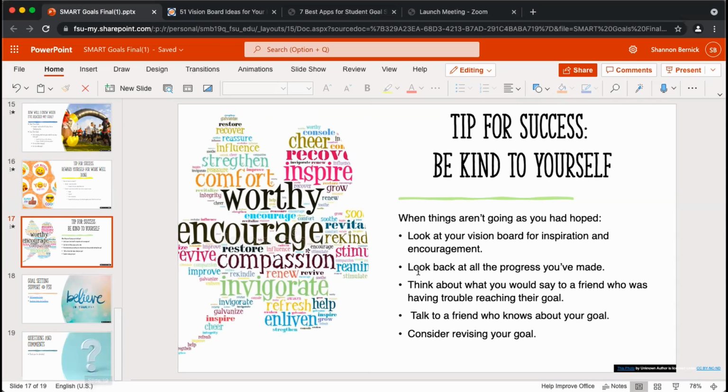During those times, you do want to be kind to yourself. Some ways that you can do that is you can look at your vision board for inspiration and encouragement. That will provide motivation for you. It will remind you of why you set the goal in the first place, why it was so important to you. You also want to look back at all the progress you've made. So, maybe right now you have the flu, so you can't walk for a full 20 minutes each day. But you can look back and remember that, hey, when I first started this, it was hard for me to walk for 10 minutes.